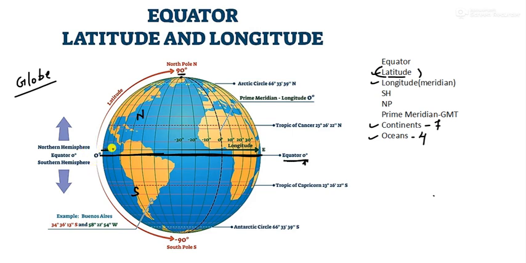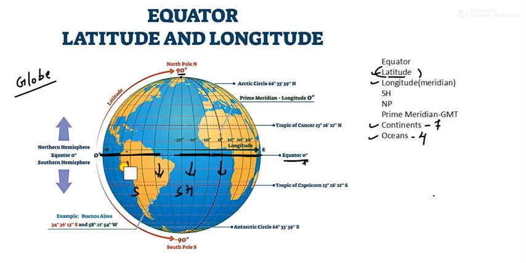Means we have 90 degrees of angle, so totally there are 90 horizontal lines, and each line is 1 degree apart. From 0, if you go in the northern direction, you have the northern hemisphere. This whole area above the equator is called the northern hemisphere, and the downside is called the southern hemisphere.